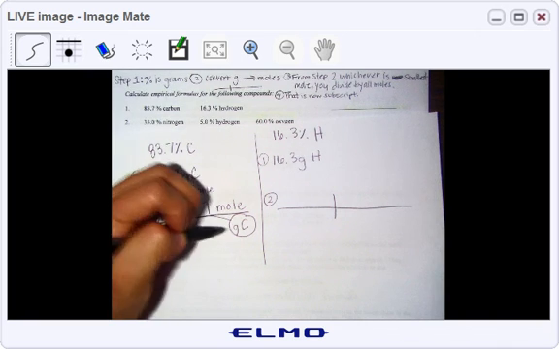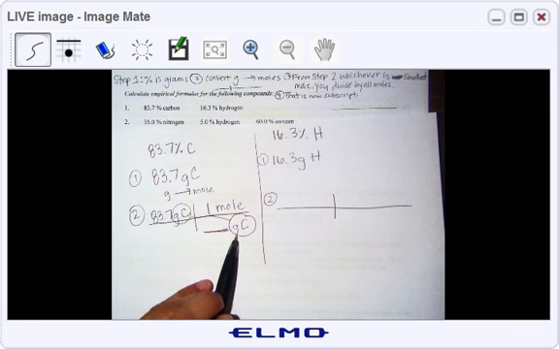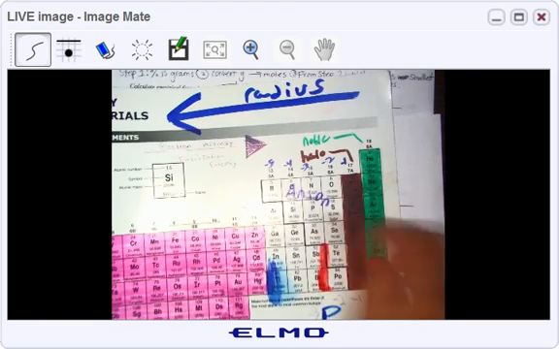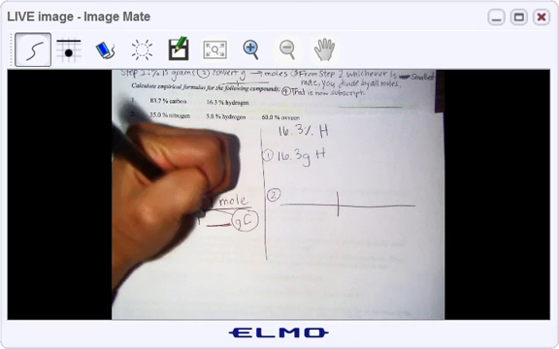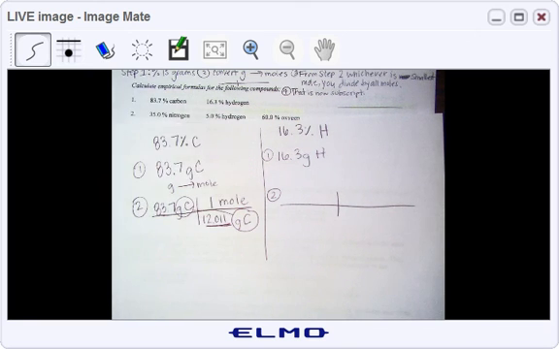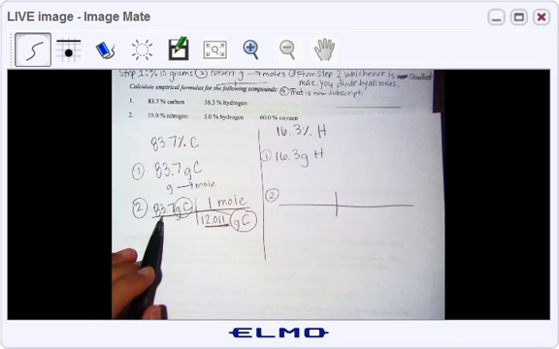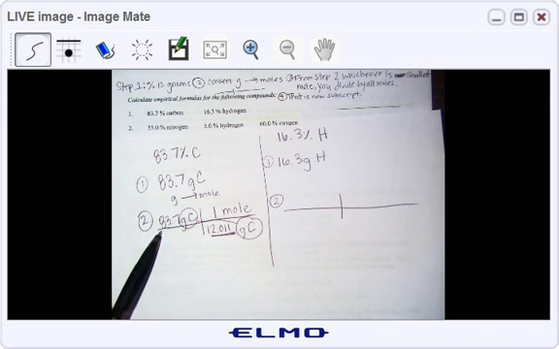Now right here, where am I going to get this blank? If it says grams, I'm automatically going to look to my periodic table, and I look for the mass of carbon. Carbon is right there, 12.011. We'll do hydrogen in a second. Let's just finish this one out. So am I going to multiply or divide? If it's side by side, you multiply. If it's top to bottom, you divide. So 83.7 divided by 12.011.